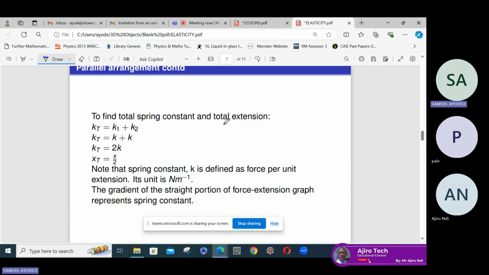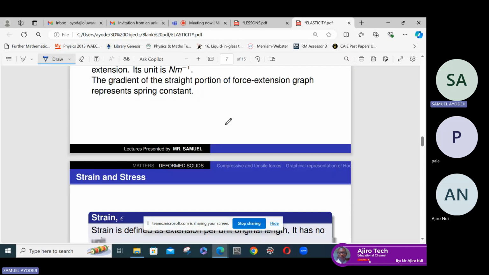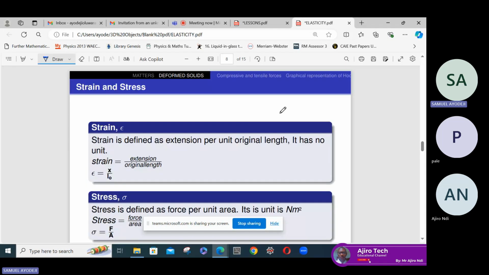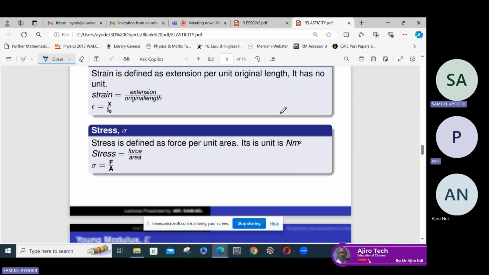Yeah. So what we have here is the spring constant. We have stress, and you must be able to define them. A simple definition is fine, or you can write the formula, it's okay. Oh, this is even wrong. It should be per meter square, minus 2.